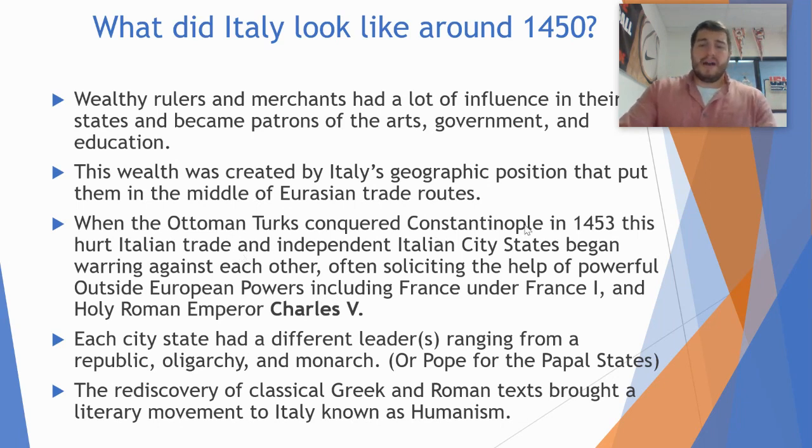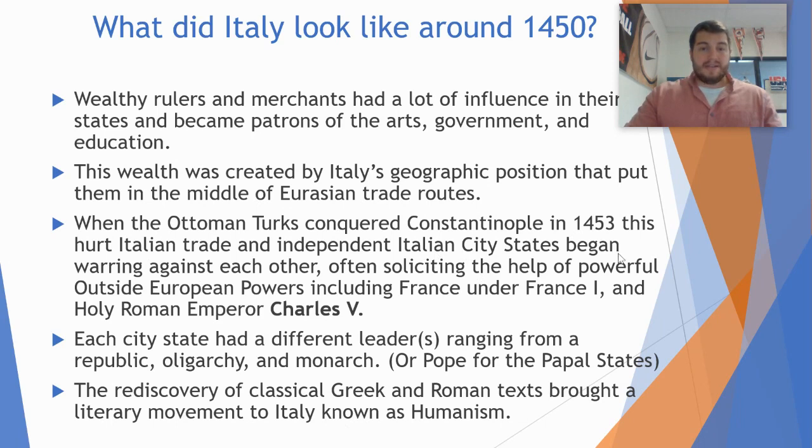So the Ottoman Turks conquered Constantinople in 1453, which brought an end to the Byzantine Empire. This hurt Italian trade in independent city-states, because now that it was controlled by Muslim or Islamic people, they weren't able to trade as freely. There were a lot more taxes on things, and you had to worry about your things being stolen, because religion is a super divider between people back then, even more than it is today.